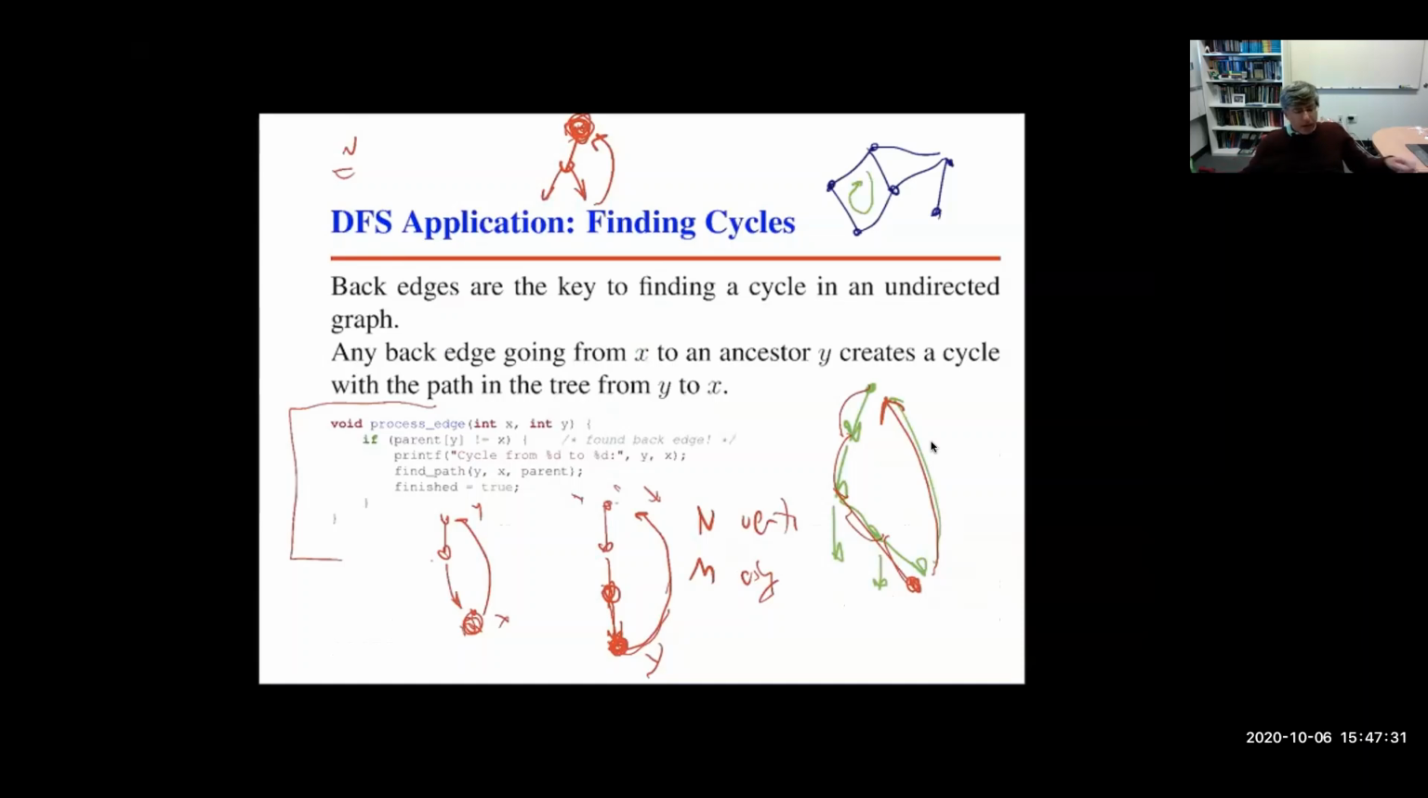So finding a cycle is a good thing to be able to do. It's a basic step in a lot of different algorithms. Any questions? Okay. Any questions about depth first search and how it orders things?